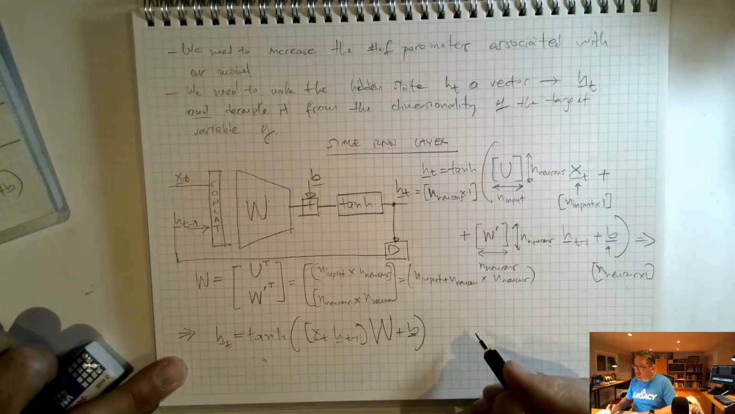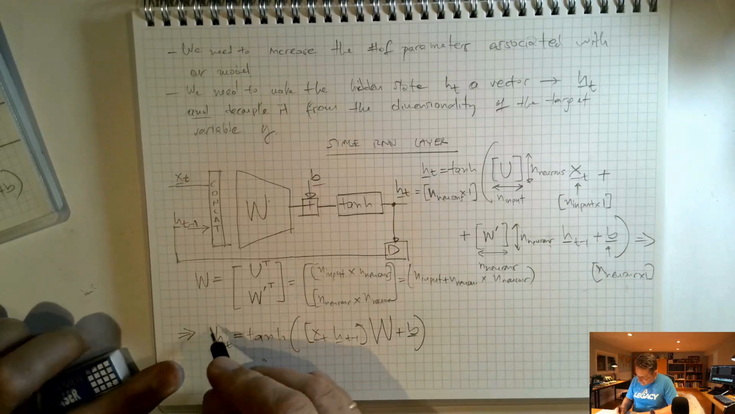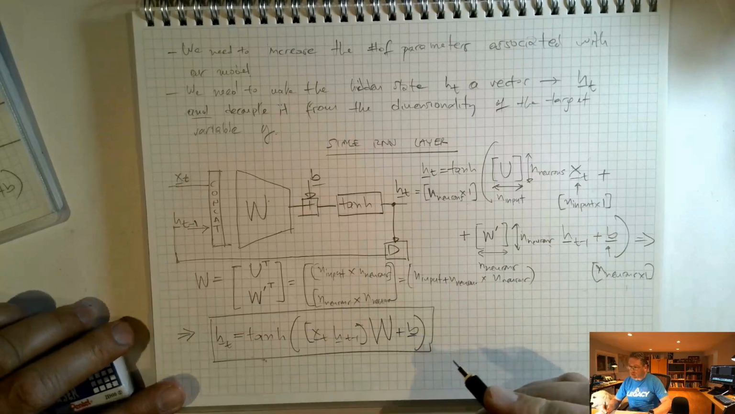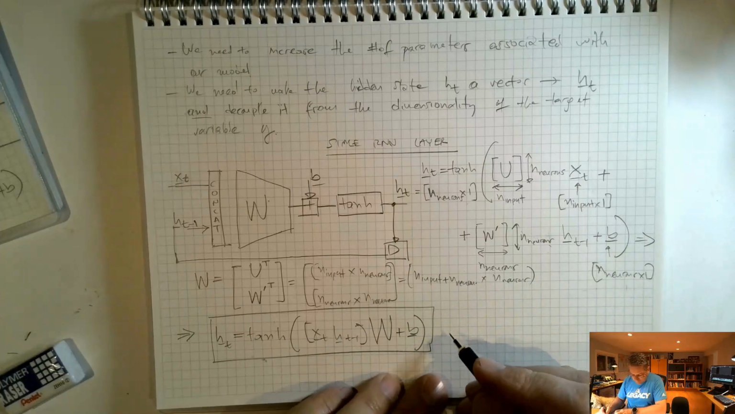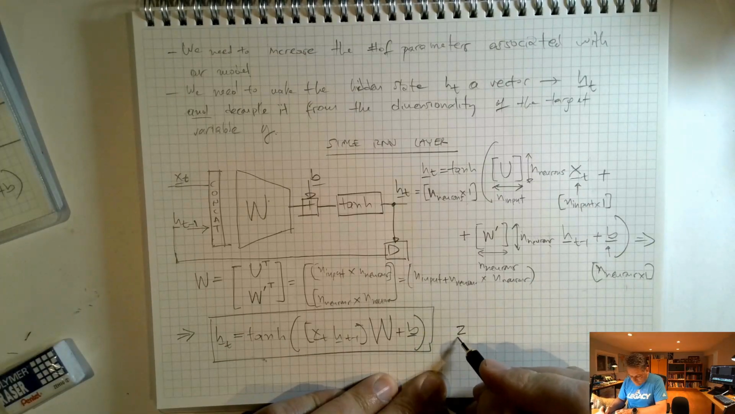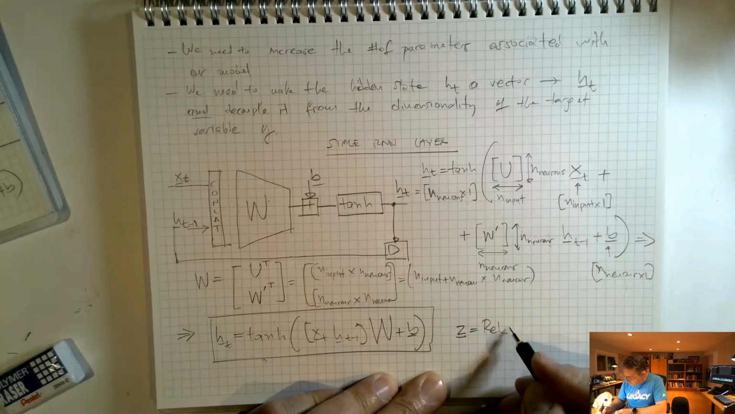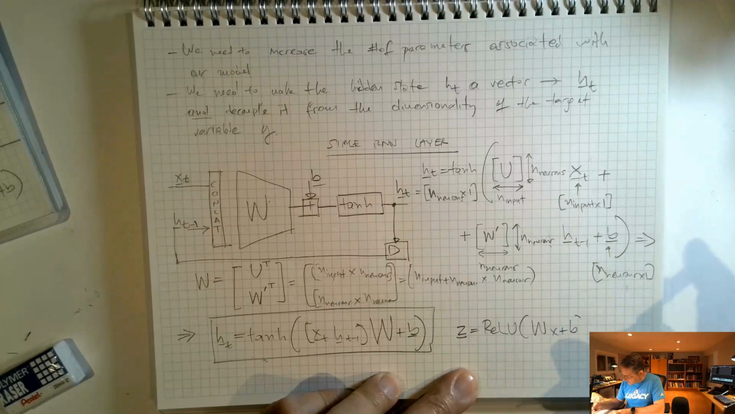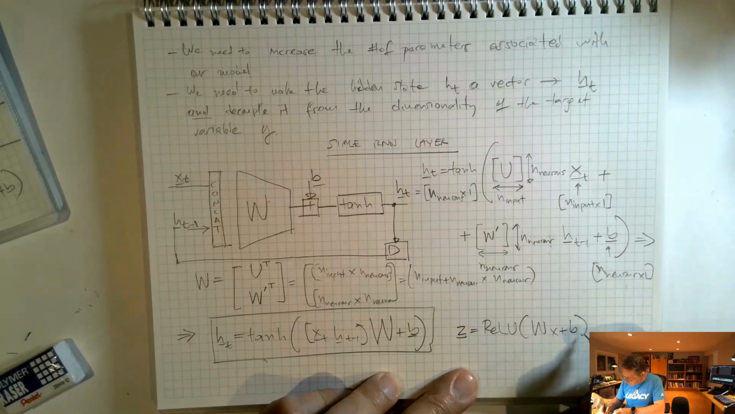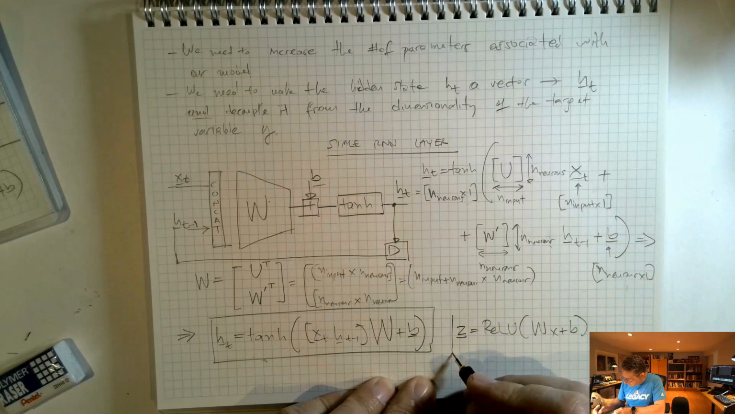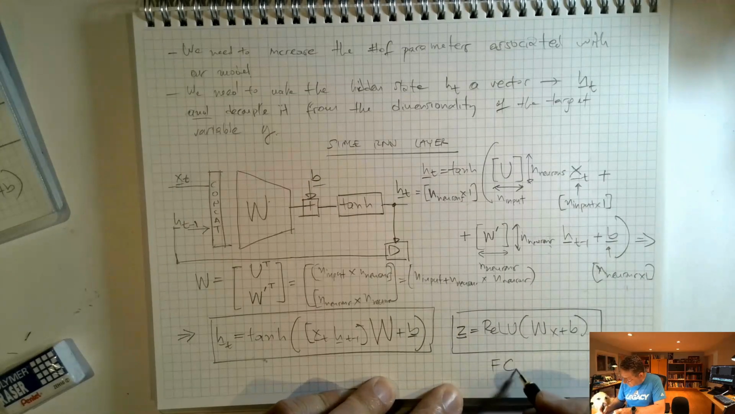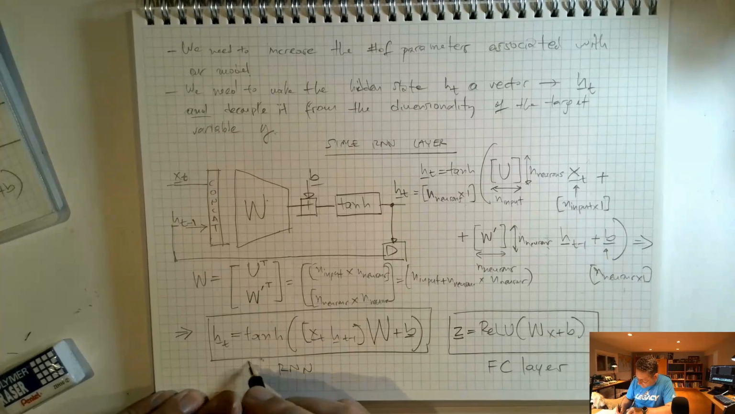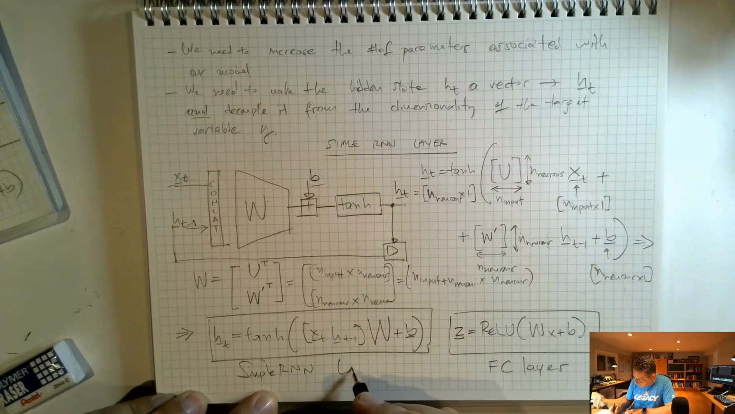And then we can contrast this against the fully connected layer. The fully connected layer, let me write it here, as we have seen earlier, is Z equals ReLU of WX plus B. So you can actually see how the two are contrasting. This is the fully connected layer, and this is the simple RNN layer.